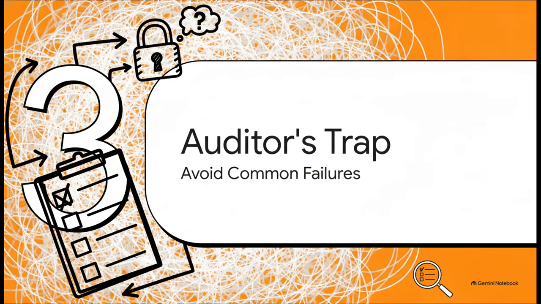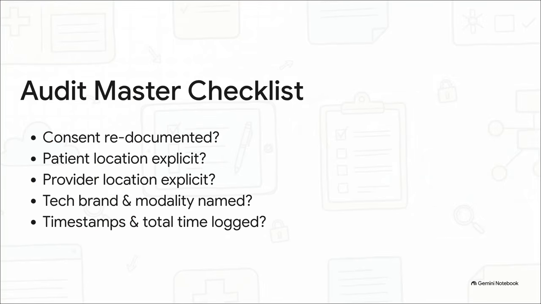Section 3. The Auditor's Checklist Trap. Let's pivot from theory to a practical case scenario here and look at how easy it is to fall right into an auditor's trap. You could have a medically complex visit with perfectly documented, straightforward or complex medical decision-making, but if you fail on the administrative metadata, you fail the audit, the whole thing. A super common audit failure is simply forgetting to redocument consent on an established patient.